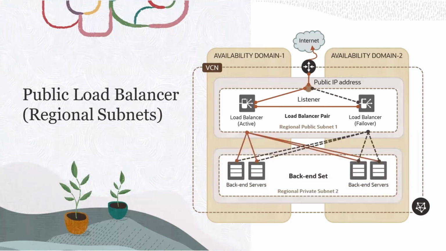In case there is no outage in either of the availability domains, all the traffic would get distributed from the active load balancer or primary load balancer. Now, in case there is an outage of availability domain 1, then the traffic will get distributed to the backend servers from the failover load balancer or the standby load balancer. So this was the case of a regional subnet.